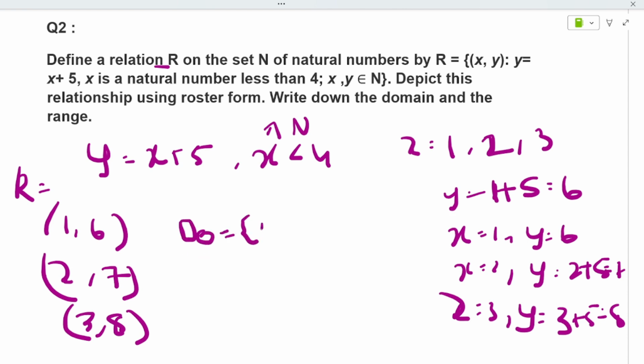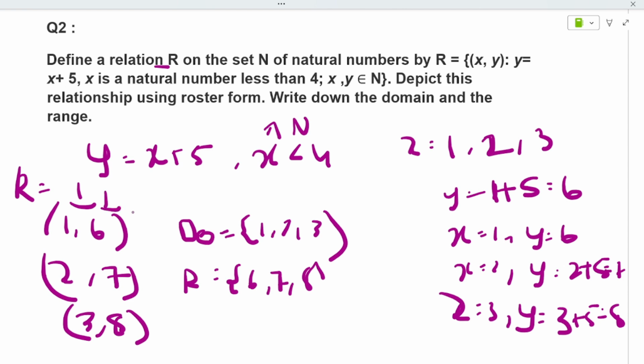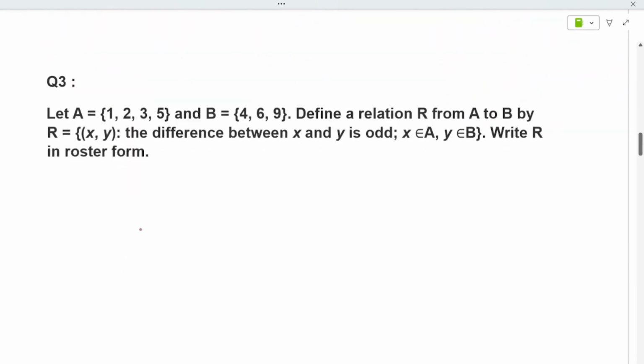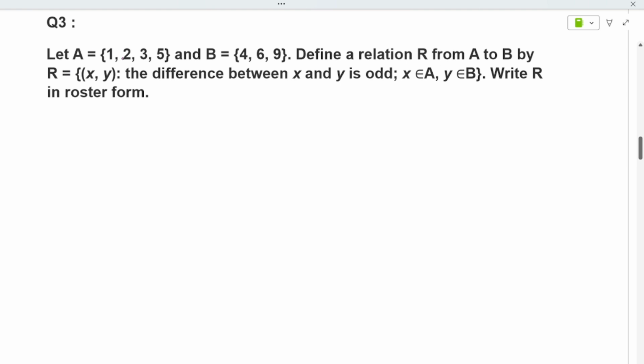Now, if you have to find the domain, domain is nothing but the first elements, right? 1, 2 and 3. And they have given the range. Range is the second elements, as we saw previously: 6, 7 and 8. That is the domain and range.